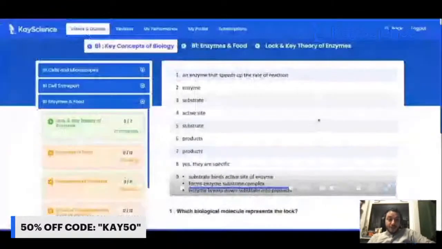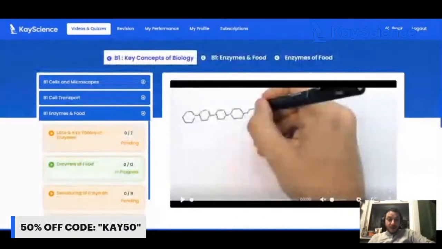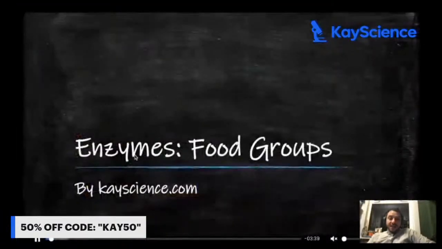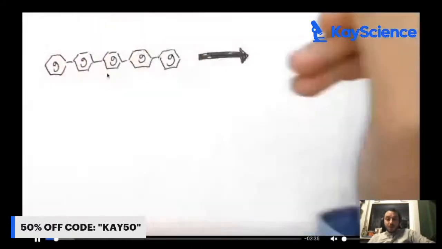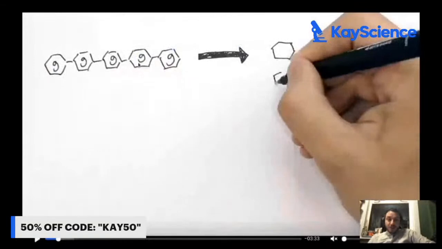So what we're now going to do is go on to the next bit, which is the enzymes of food. See how quick and easy that was? So what we're going to look at now are the enzymes of food. This here is a starch molecule. And it's represented by many glucose molecules bonded together. This is a glucose, glucose, glucose, glucose, glucose.